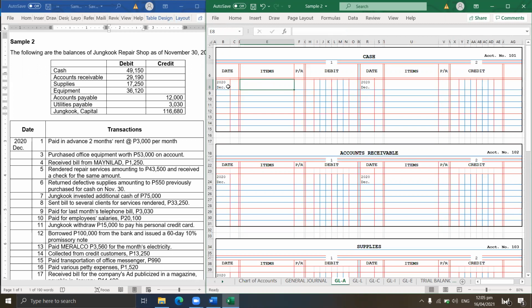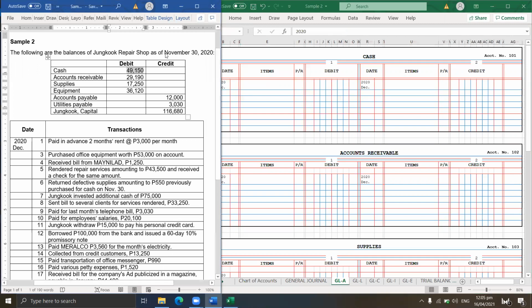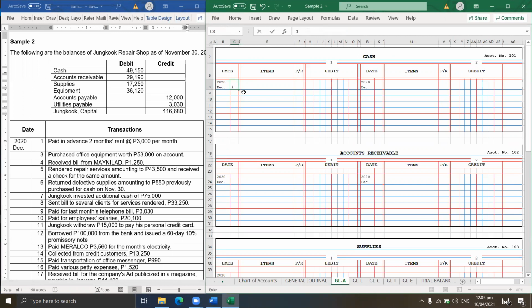By the way, I have already put the month and year, but you also need to write this. Even though the balances refer to November 30, and we are going to journalize the month of December, the date of our opening balances should not be November 30 but December 1. Remember that, class: the opening balances will be on the first day of the following month. It is not November 1. It should be December 1, since the transactions to be recorded are for the month of December. So I put the year and month on the debit side, and then 1.